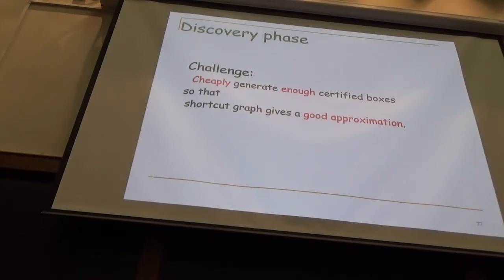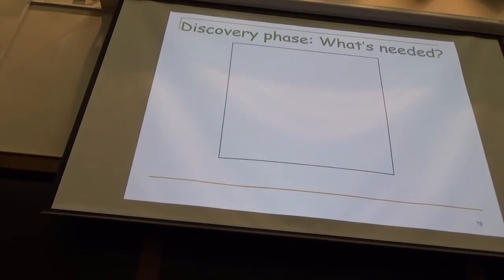So in the first phase, the discovery phase, we're going to try to find certified boxes. We find the certified boxes, we take each certified box, and we add these log n induced boxes, which we can get. We build the graph, and then we find the shortest path. So the main work, and the main focus of the last 5 minutes, will be: how do we discover? The discovery phase, what's needed.